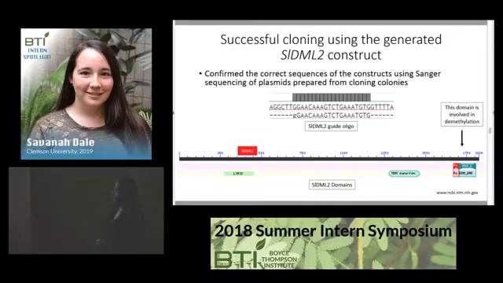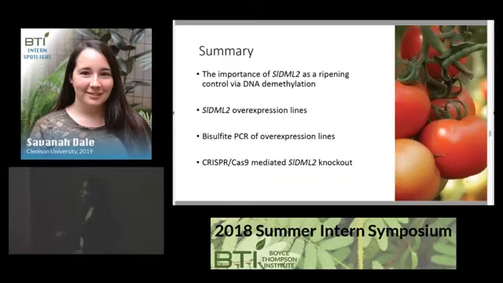So in summary, we've shown the importance of SlDML2 as a ripening control via DNA demethylation. We've shown that SlDML2 expression lines do have differences in methylation levels via bisulfite PCR, and I have successfully created my CRISPR knockout construct. So in the future, my knockout construct will be sent for transformation, and it will be used in further research for its effect on ripening.